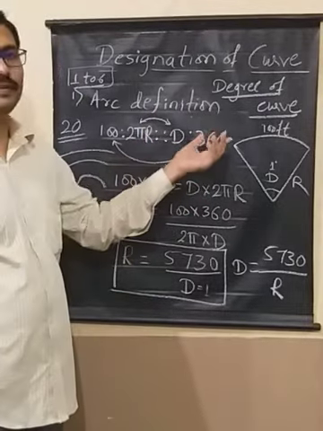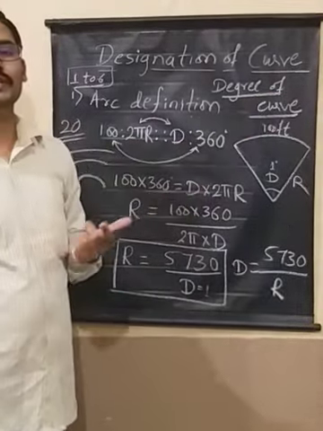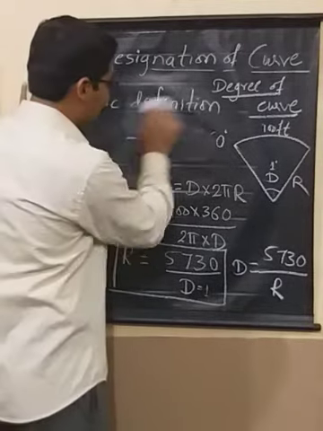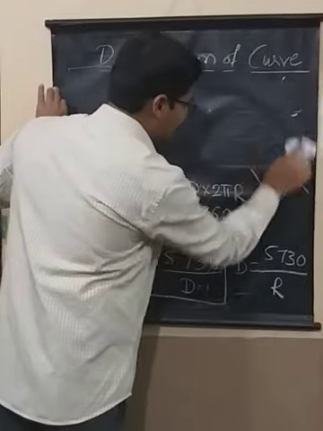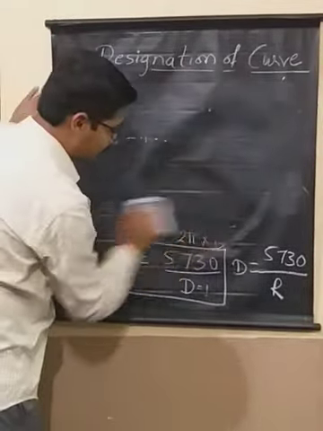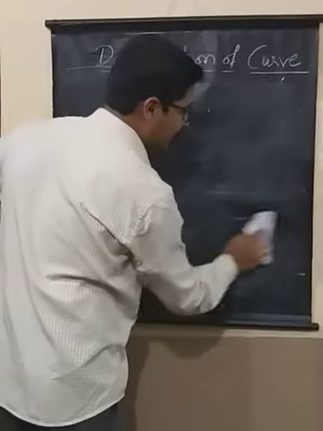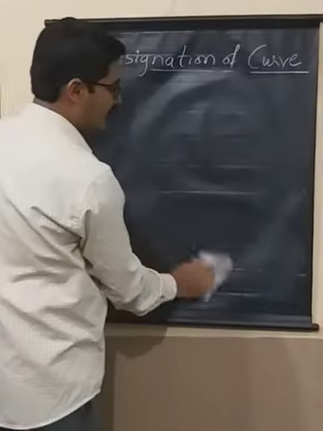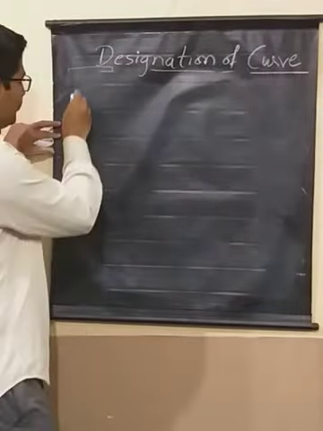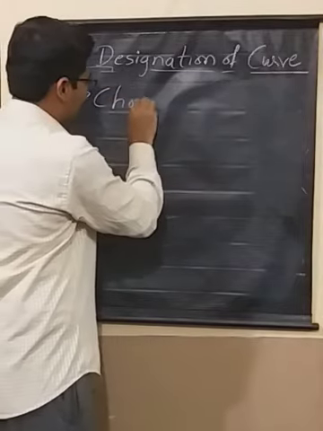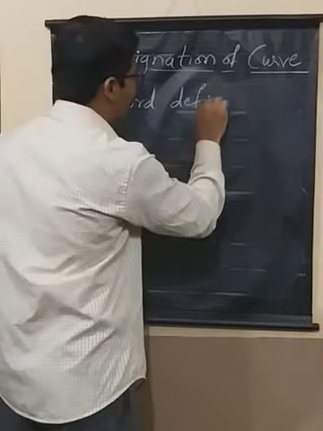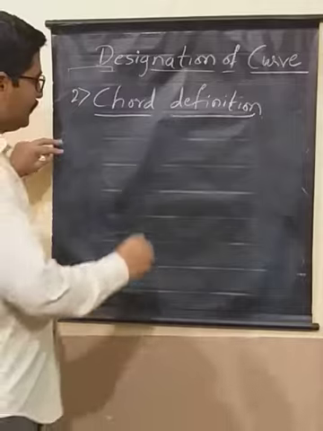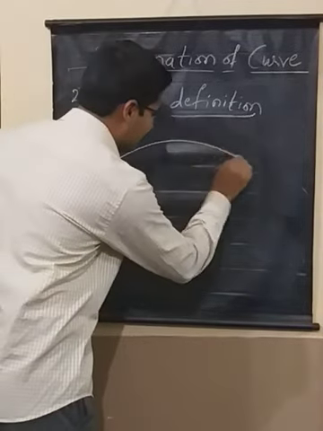So another way you can define degree of curve is by chord definition, right? Just to tell you what exactly the chord definition is. Of course, the chord definition is very similar to that of the arc, only the arc gets replaced by the chord here. So the second one, that is the chord definition of degree of curve, right? So the chord definition will go somewhat like this.